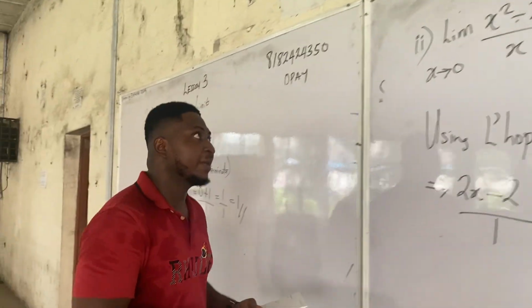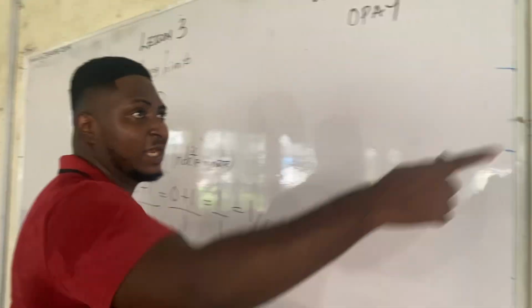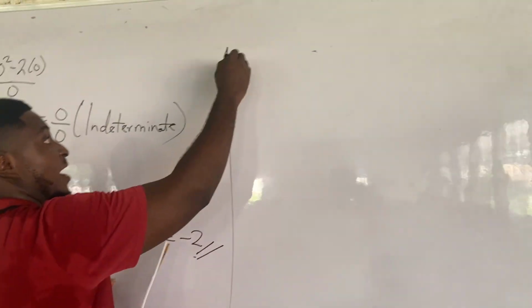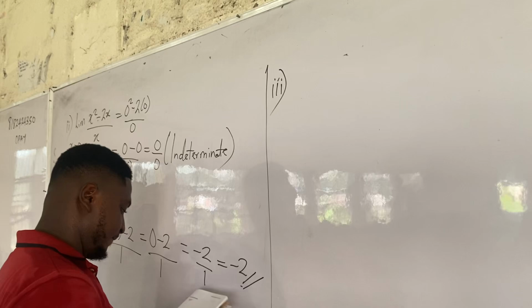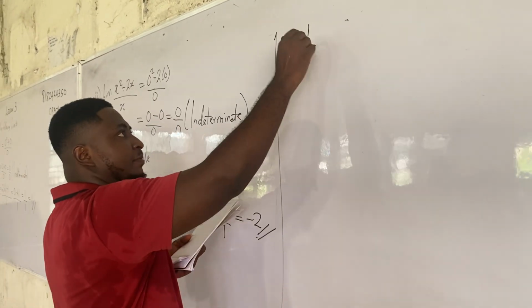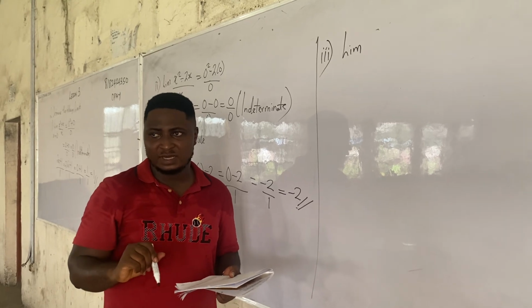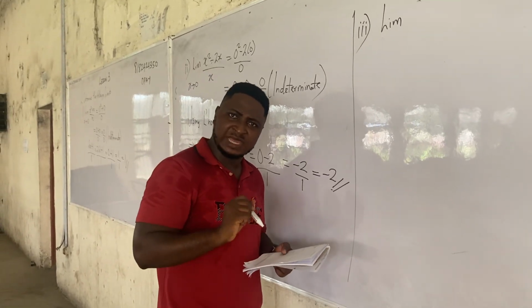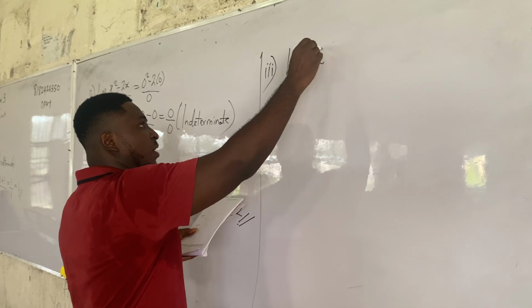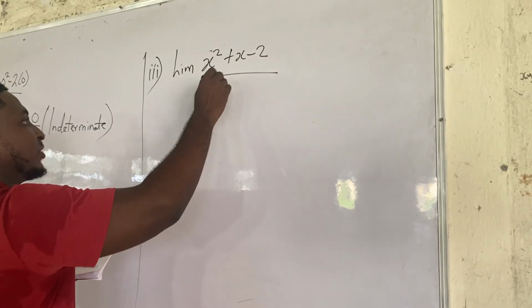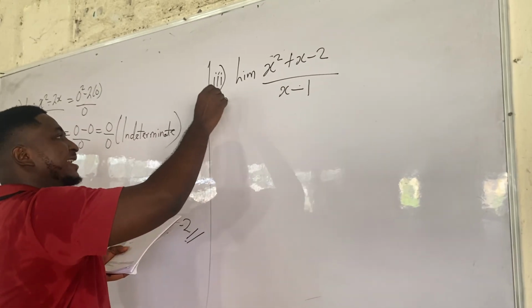Let's do the third one here. (iii) Please make sure you're learning as you're copying, not just copying. The exam is waiting for you. The limit of x squared plus x minus 2, all over x minus 1, as x tends to 1.